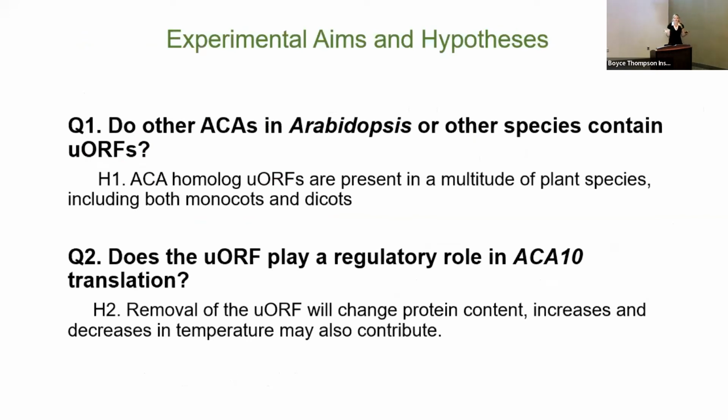First, I wanted to discover, do other ACA genes in other species contain these elements, or is this unique to Arabidopsis? Secondly, I wanted to know, does the uORF play a regulatory role in ACA10 translation? I predicted that if I manipulate constructs to remove the uORF, the protein levels will change, and this might have something to do with temperature.